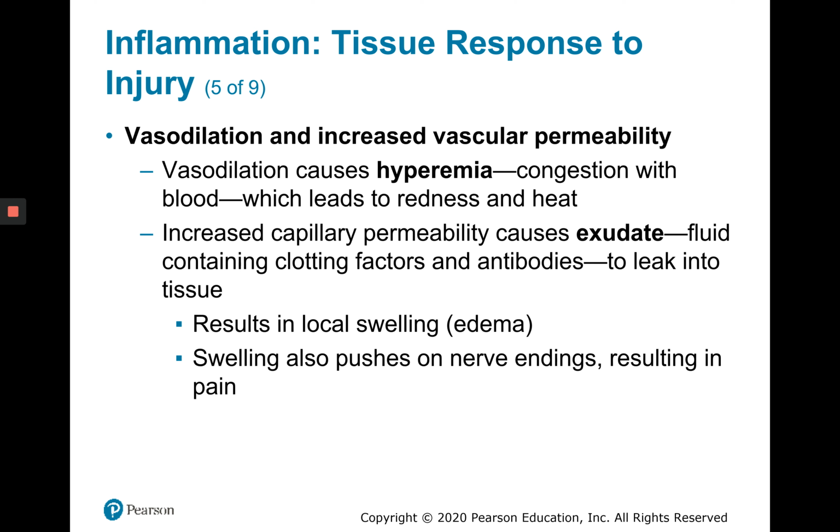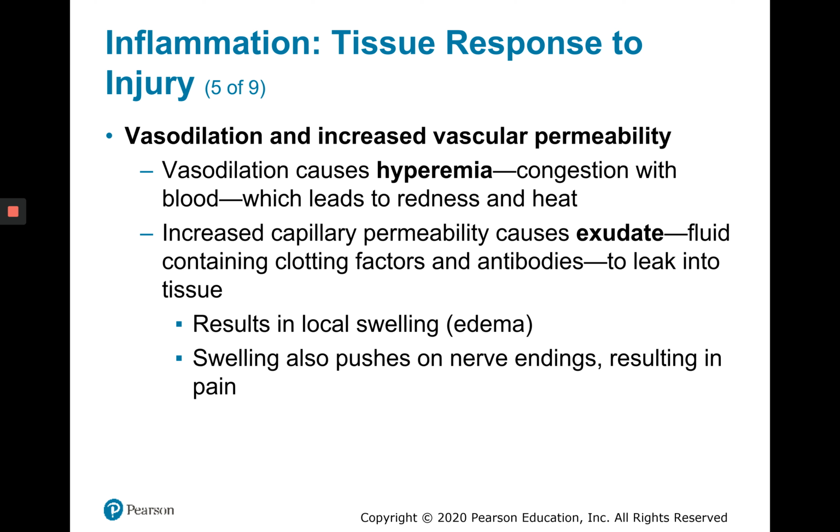Well, a byproduct of a lot of chemical reactions is heat, and a lot of this heat is transferred to the blood. So wherever the blood goes, so does heat. So redness and heat are caused by vasodilation, which leads to hyperemia. Now, increased capillary permeability, also caused by that chemical alarm system, will cause an increase in the amount of exudate that's found in tissues. Exudate is fluid that contains clotting factors and antibodies that, when we increase the permeability of a capillary bed, is able to leak into tissues or the interstitial space.